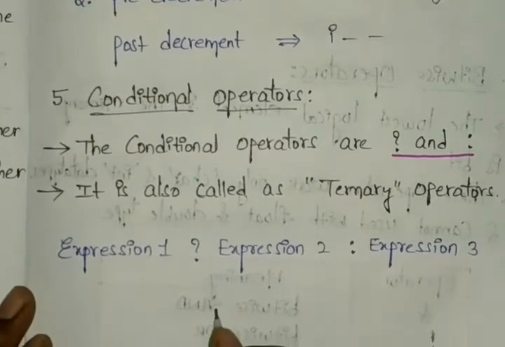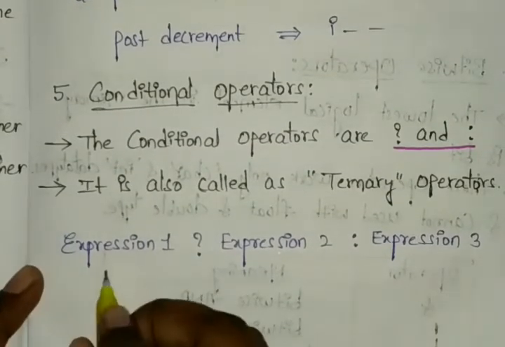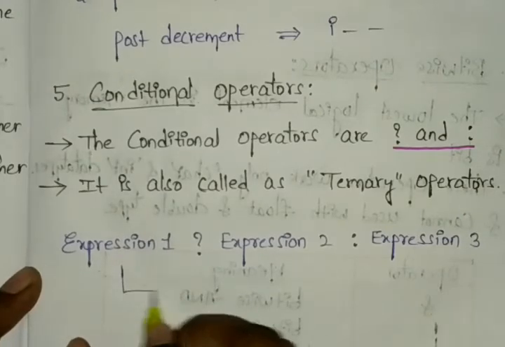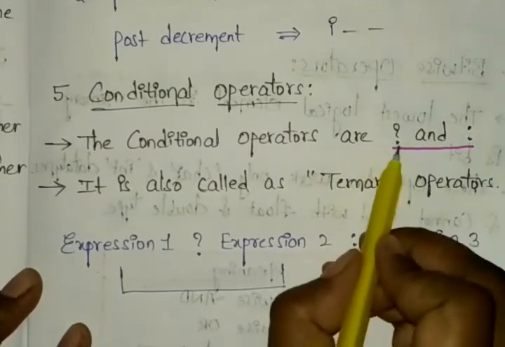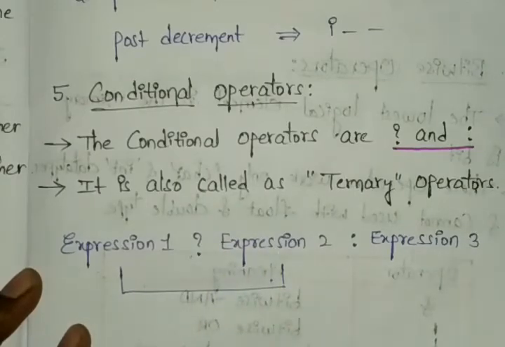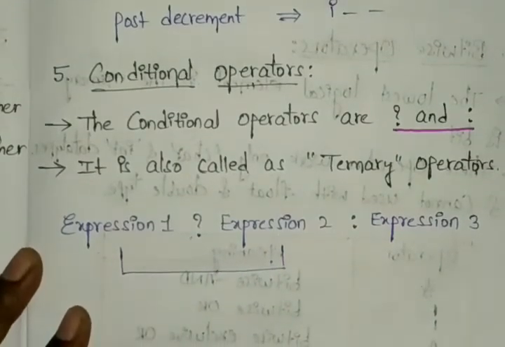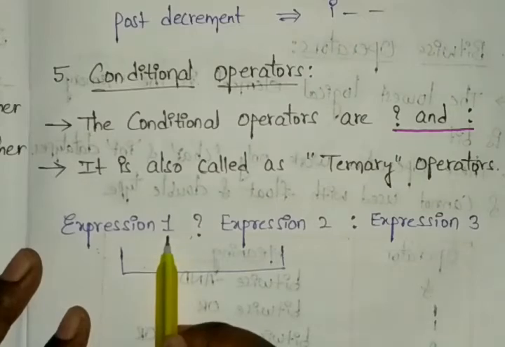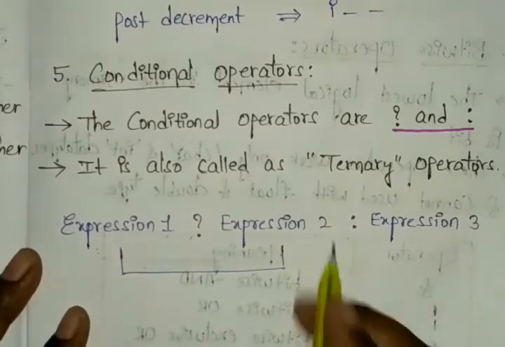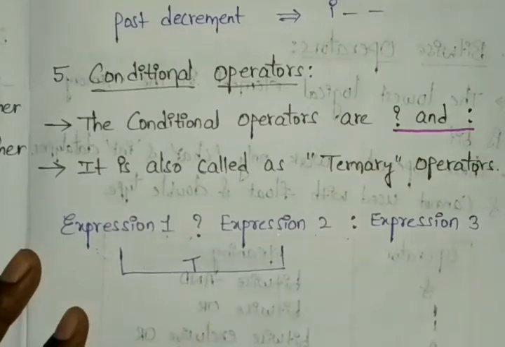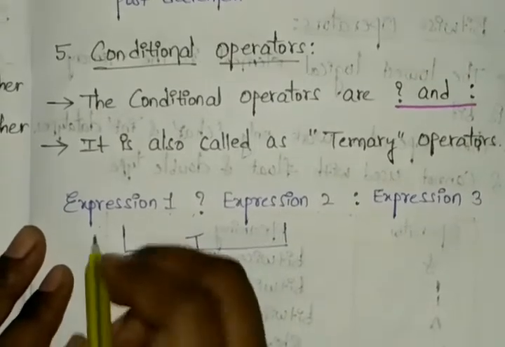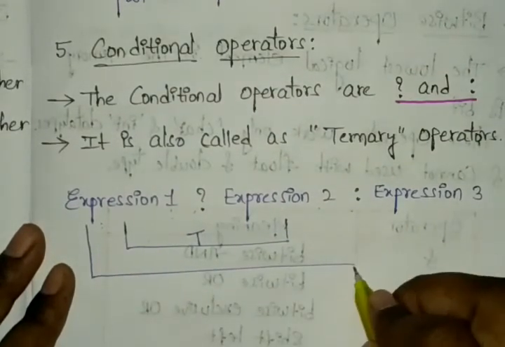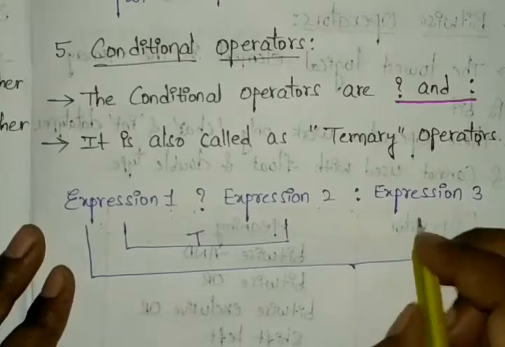So how do we perform this conditional operator? If expression 1 is true, expression 2 will be evaluated. Whenever you are writing the program, whatever conditions you have, I have already written here. Once you can check. If expression 1 is true, expression 2 will be evaluated. It depends on the program. If expression 1 is false, then it moves to expression 3.